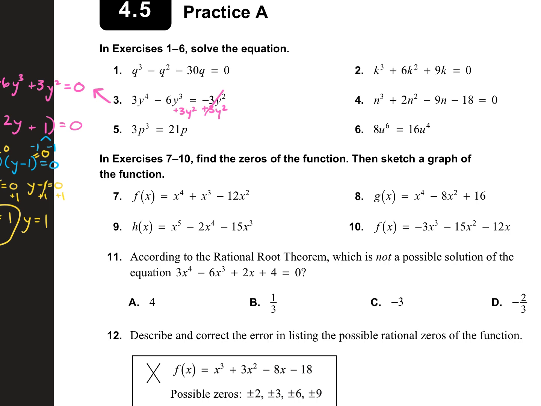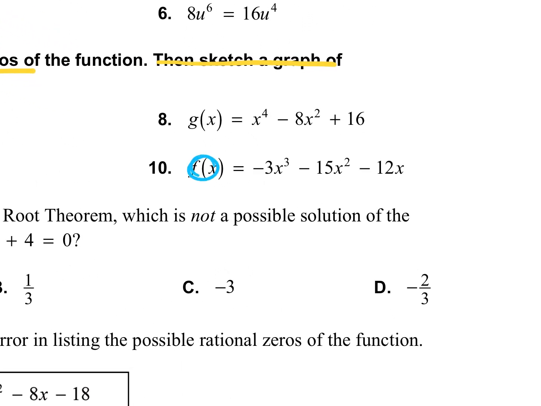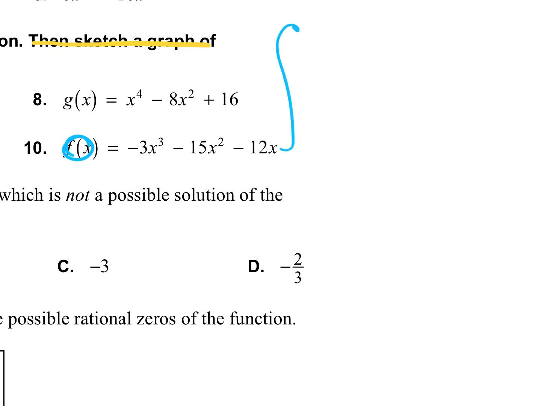So in 7 through 10, we're just going to find the zeros. Don't worry about graphing yet. We will do that on the test. We'll practice more before then. So for the quiz, we just need to find the zeros. So for 10, we're going to just change f of x to be 0. And let's solve. So if 0 is equal to negative 3x cubed minus 15x squared minus 12x.